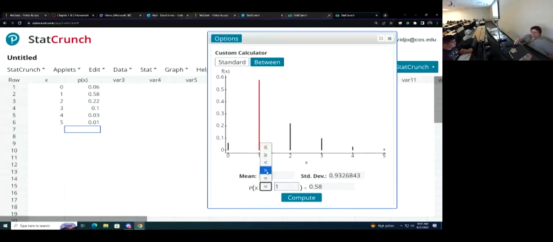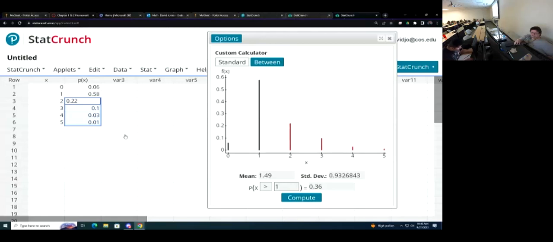I could say greater than 1, which doesn't include 1, but includes 2, 3, 4, and 5. You may not be able to see it well in the classroom, but those are all red right here. If you're on your laptop doing homework, you'll see which ones they're talking about. So if you look for the red, it'll tell you which columns are actually counting up. And they got 0.36. They were counting up these right here. If you add those up, you get 0.36. So it's kind of neat. The custom calculator's got a lot of cool, fun gadgets on it.